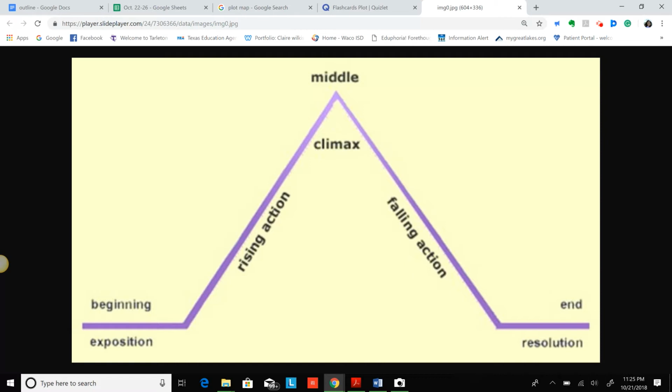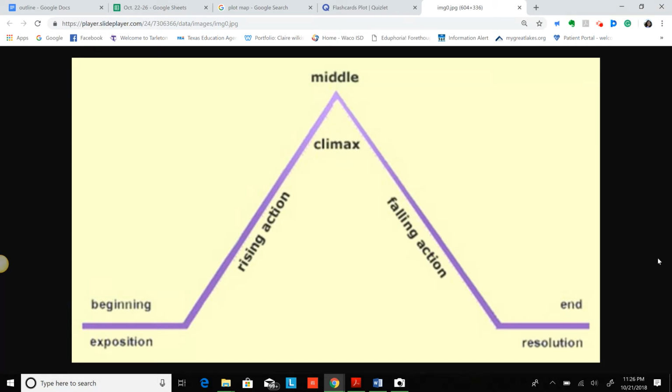Then we get up to the rising action, kind of right here. If y'all see the little corner right here, this is where we start to see a problem. And then the problem continues to rise. And then we get to the middle of our story, which is the climax. That's the most suspenseful part of the story. That's when you can't stop reading. You cannot put the book down. It is so intriguing. You just can't stop reading it.